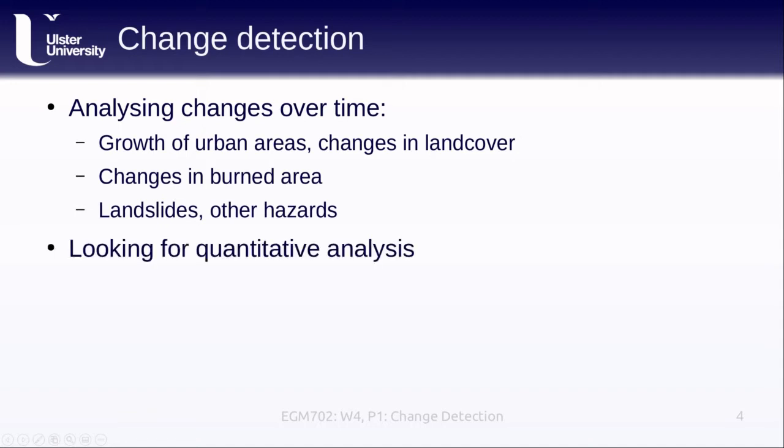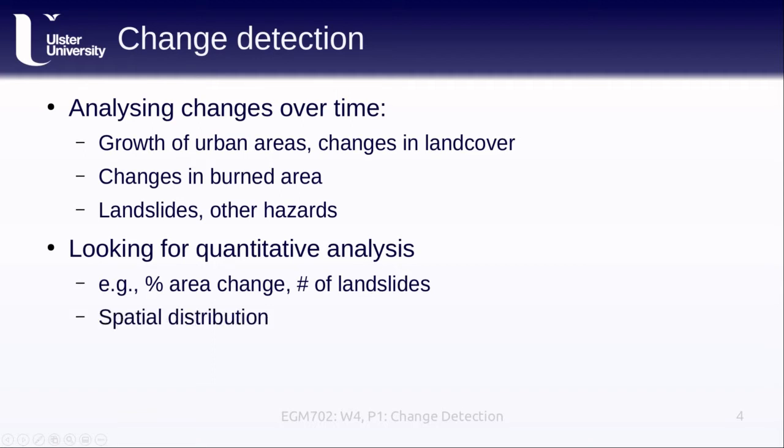We're often looking for quantitative analysis as well. That is, we're looking for things like the percent area change or the number of landslides over time. We might also be looking at the spatial distribution of these different events or the spatial distribution of change. And we might also be interested in doing some kind of accuracy assessment to determine whether or not the changes that we see are real or if they're just random noise in the images.